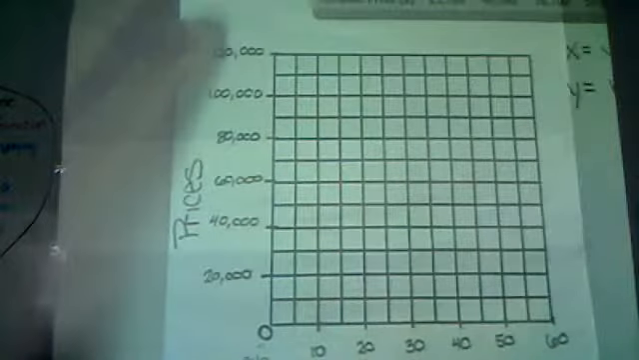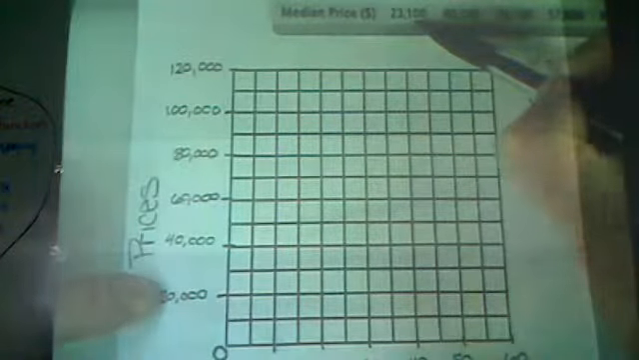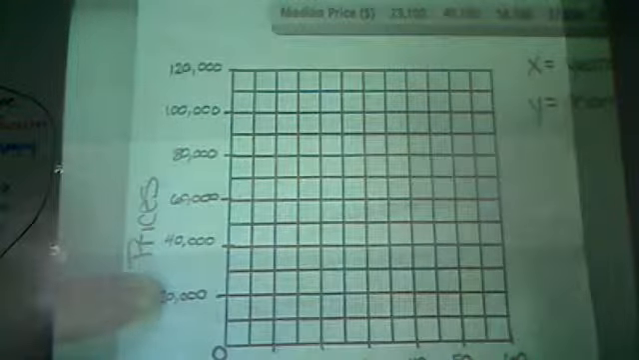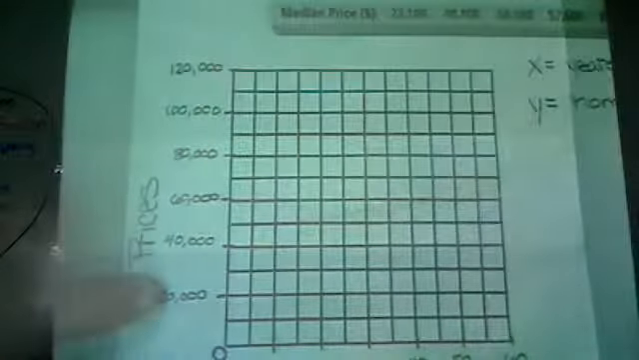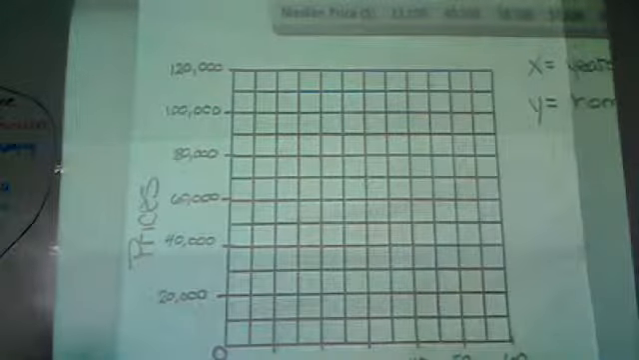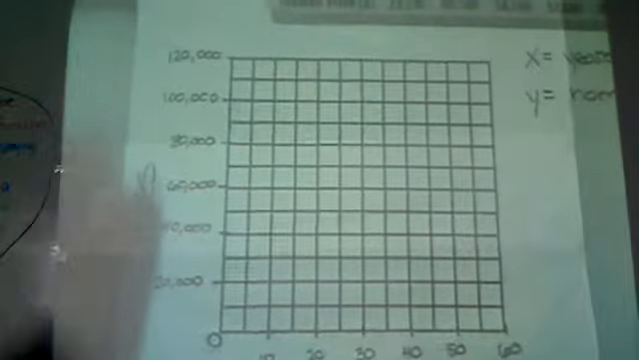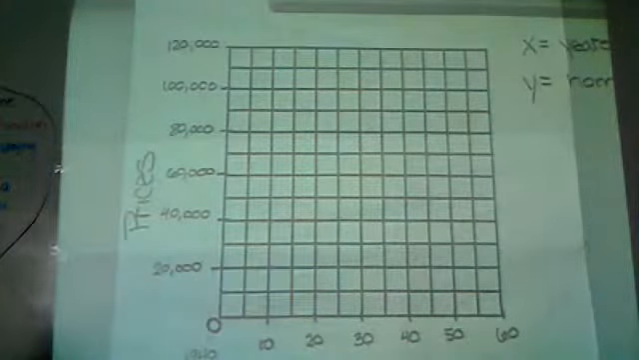Make sure that all your data will fit on your scatter plot. 23,100, yep, that'll fit. The last one is 105,500. Yes, that will fit. So our y-axis will fit all of our data. Now we have to plot our points.